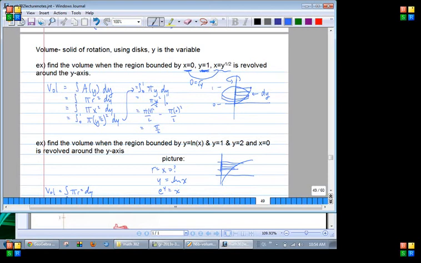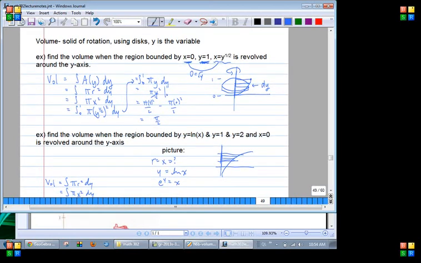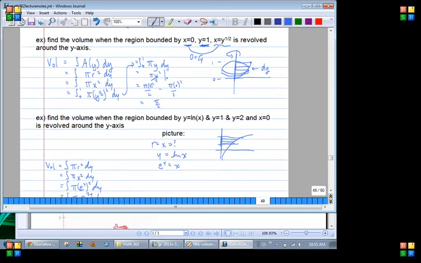So this is something that you may need to do. If we want to operate in dy, we're going to have to figure out what x is, so you may need to rewrite things in terms of y. x equals... So we figured out what x is. x is just e to the y. So it's the integral of pi e to the y squared dy.